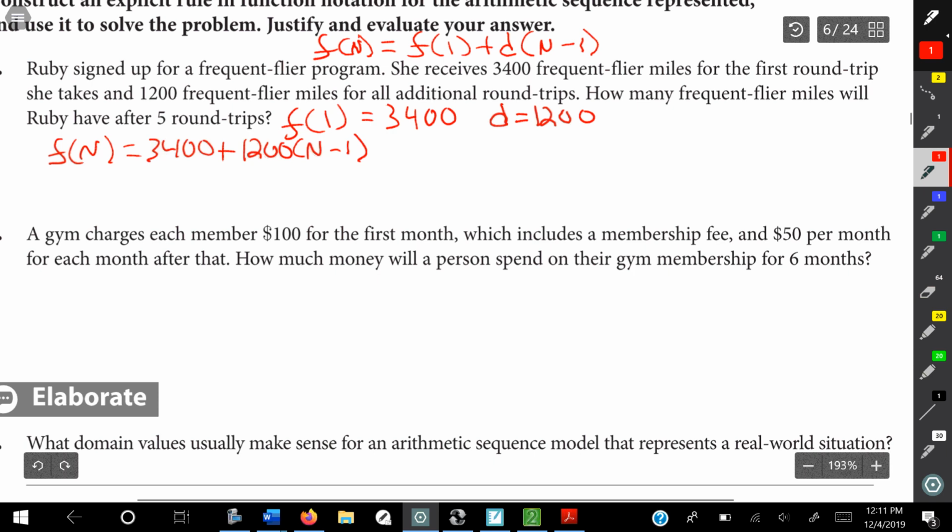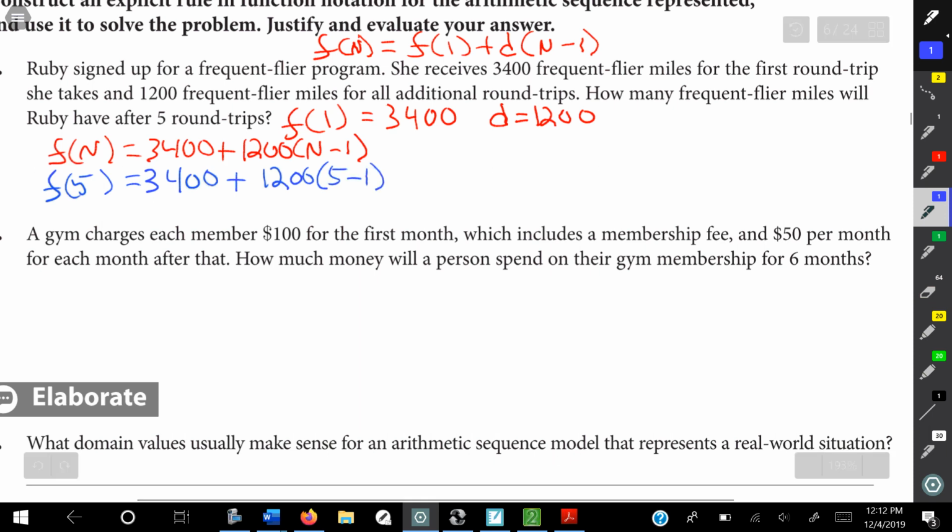Now we want to find out what happens after she makes 5 round trips. So we're going to plug in 5 for n. That's going to be equal to 3,400 plus 1,200 times 5 minus 1. Once you type that in your calculator, you end up with 8,200. So what does that mean? Well, after 5 round trips, we would have 8,200 frequent flyer miles. So that's what you would write.